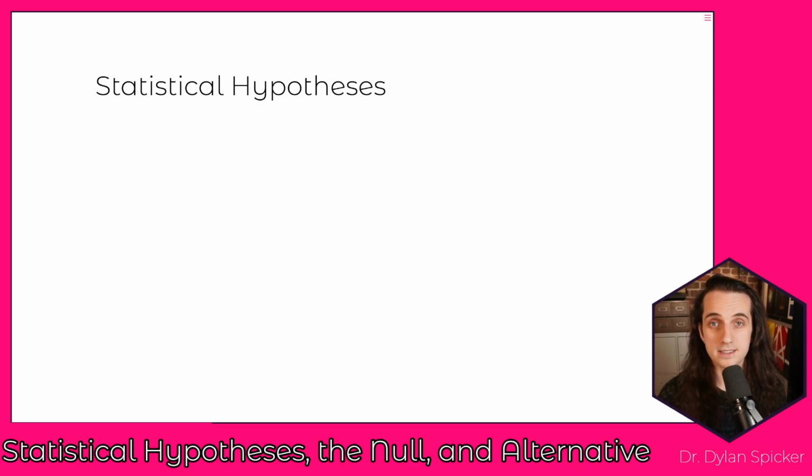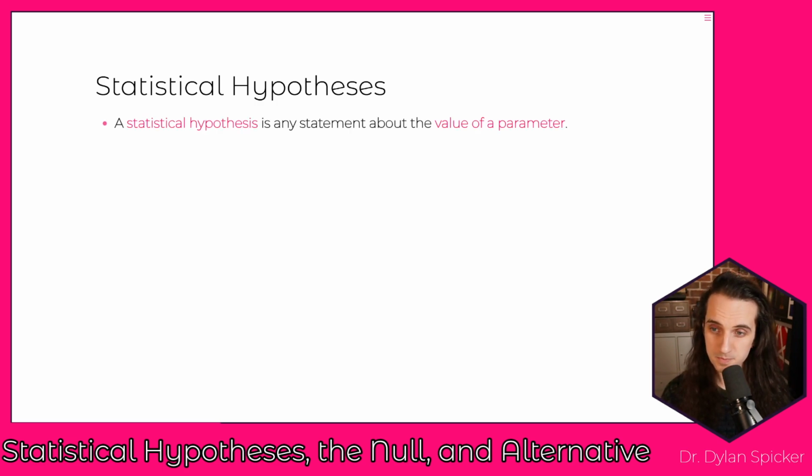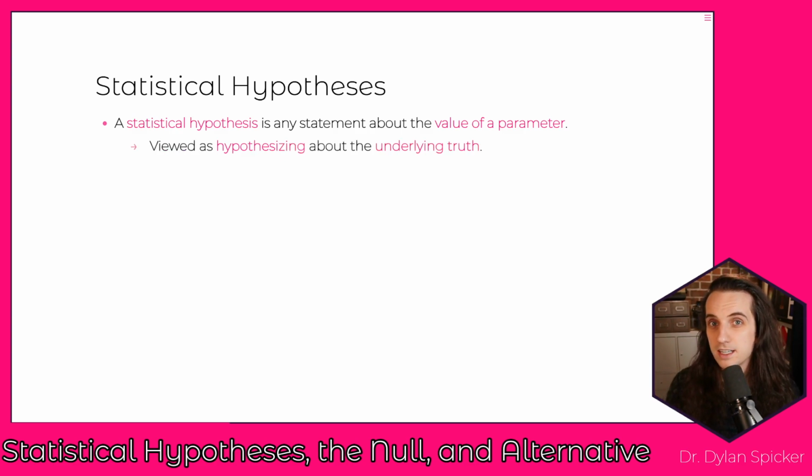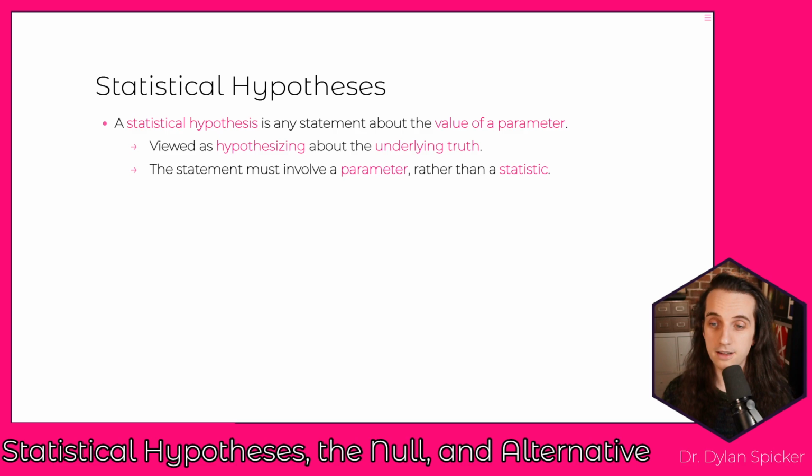So, what is a statistical hypothesis? A statistical hypothesis is any statement about the value of an unknown parameter. What we're really thinking about there is that we're hypothesizing about the underlying truth. When we say this parameter has this value, what we're really saying is, in the world, this is our hypothesis about how things work. Right? It's a guess as to the way that things work, and it's probably going to be informed by experience that we already have. Okay?